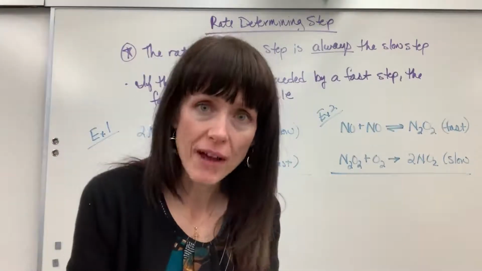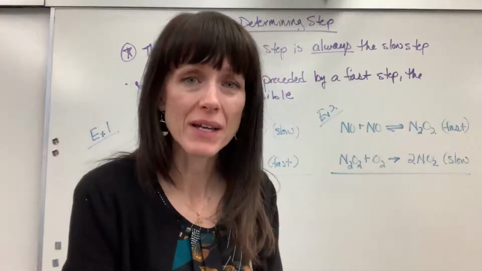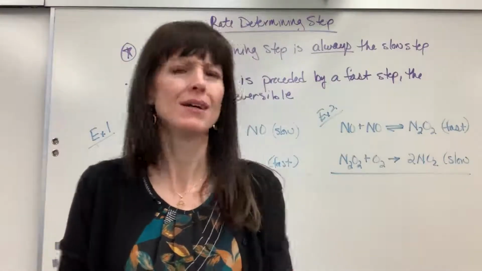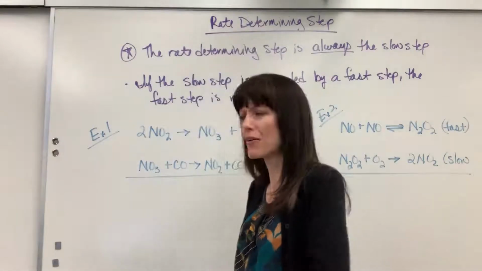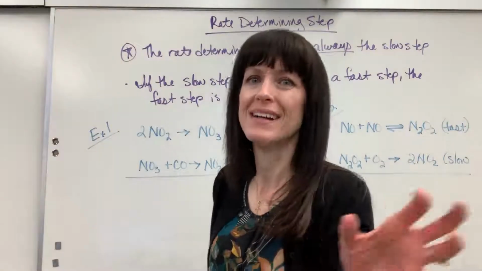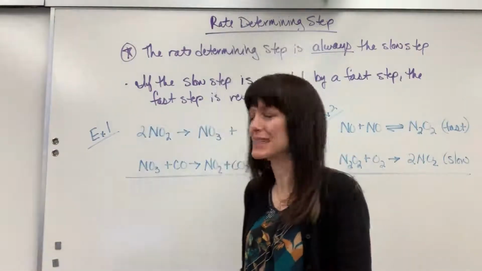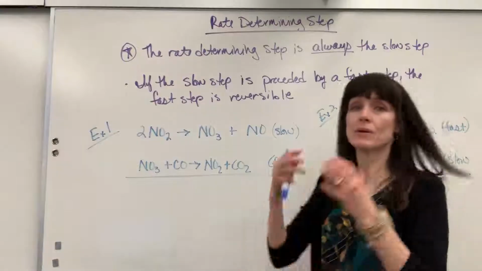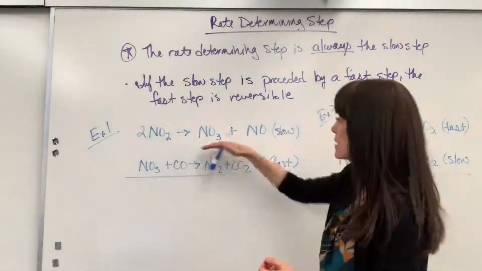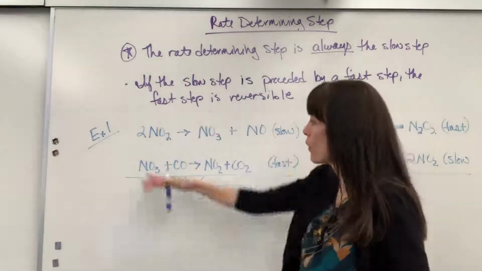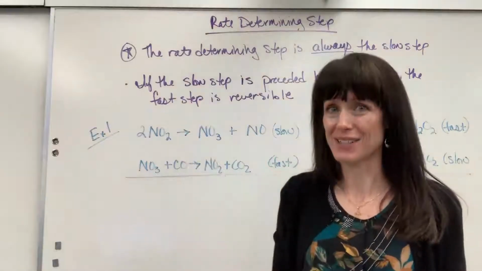You can't go any faster than the slowest aspect of what is in that process. It's a metaphor for life, isn't it? You can't go any faster than the slowest part that's occurring in your life. Interesting. So remember that rate determining step. This slow step is going to determine the overall rate of this entire reaction.